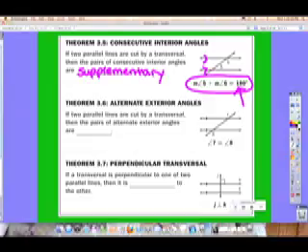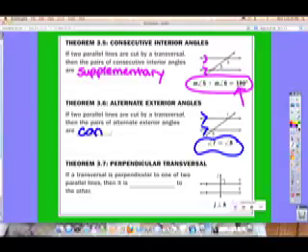Okay, alternate exterior, check. 7, 8, definitely in alternate exterior spots. These ones, as long as that's parallel, what happens, guys, to alternate exterior angles? They're congruent. Those will be the same measurement every single time. So again, these ones are congruent.